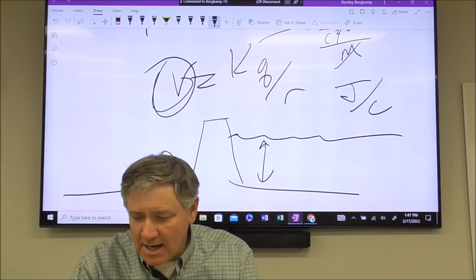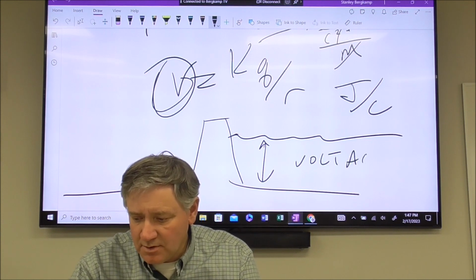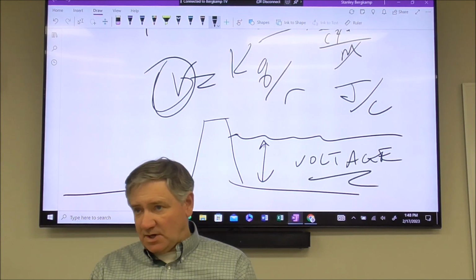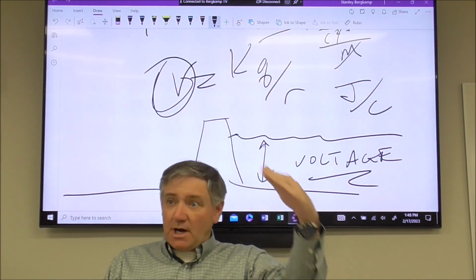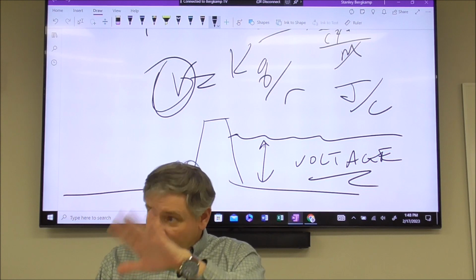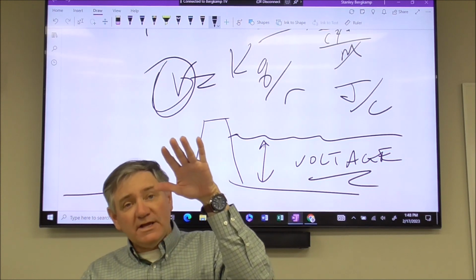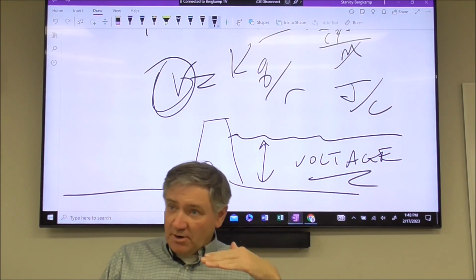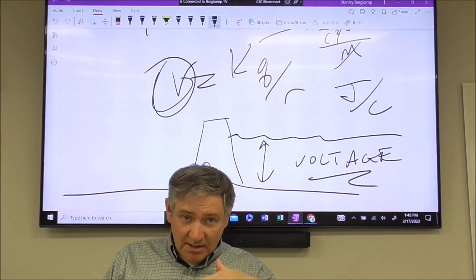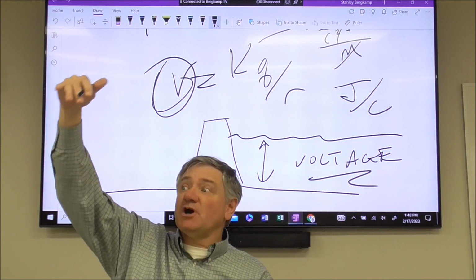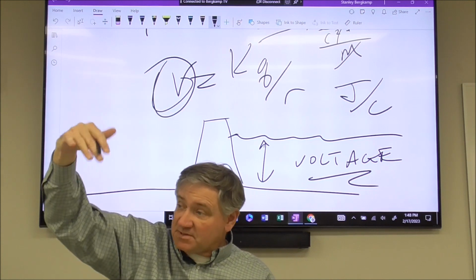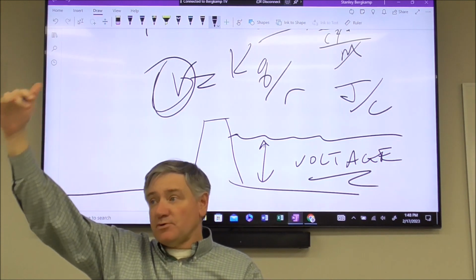That height is equivalent to voltage. Okay? So your voltage is how much energy there is either per drop of water, if you want to go with the dam analogy, or it's energy per unit of charge if you're going with the electricity analogy. Okay? The higher the water is, the more energy there is per drop, or the more voltage there is, the more energy there is per coulomb.